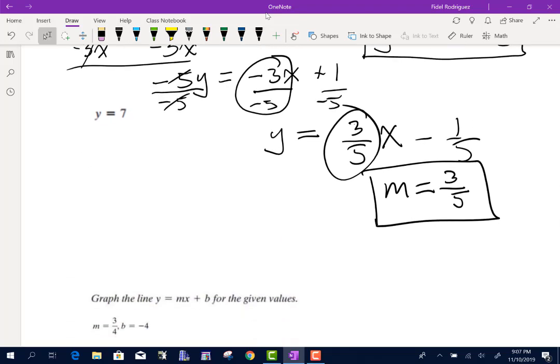So now let's try the next one here. I'm still trying to find my slope. So guys, think about it this way. If I were to think about mx plus b, okay? Remember, m is the number that I'm looking for. I'm looking for the number in front of the x, right?